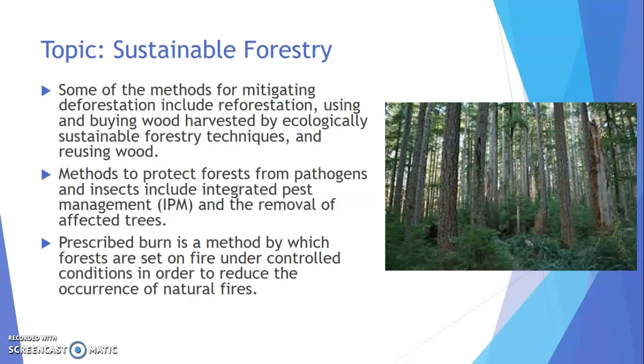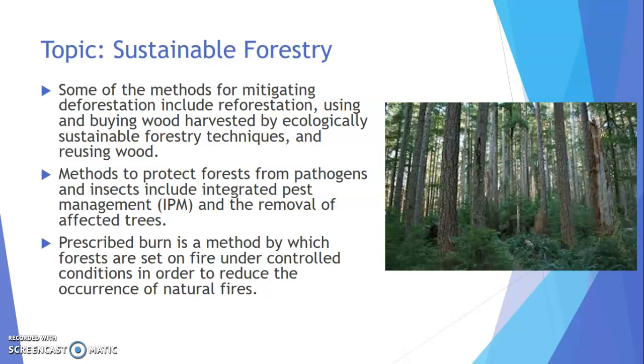So methods for mitigating deforestation include reforestation, which is when you just replant trees, using and buying wood harvested by ecological sustainable forestry techniques, and reusing wood. So reusing wood is like reduce, reuse, recycle. Methods to protect forests from pathogens and insects include integrated pest management and the removal of affected trees. So if you have a tree that has like a blight or something on it, you can take it out of the area to prevent the spread. And also remember, IPM is using different methods to help control pests. So you're not just using chemical, you're using mechanical and also like biocontrol as well.